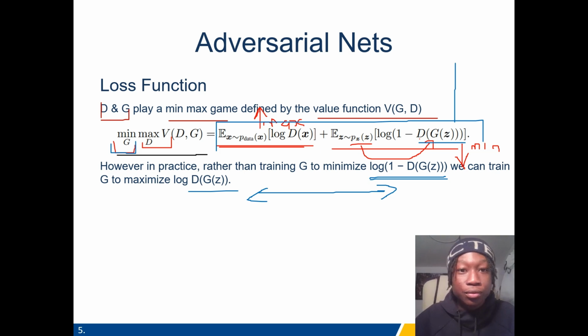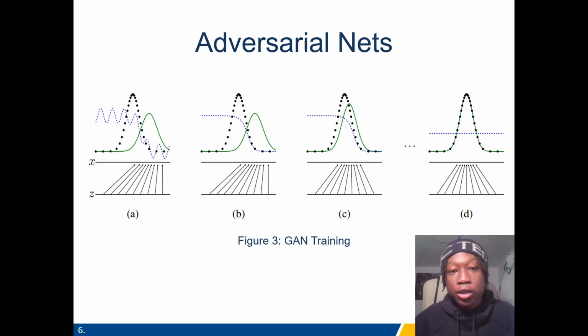Moving on. Go on to the next slide. Okay, so this is how GANs train, right? We have four recognizable phases, if you may say.